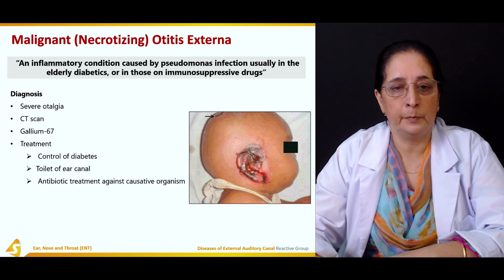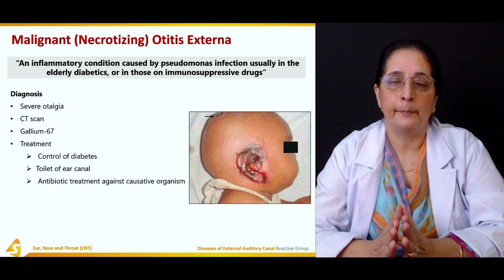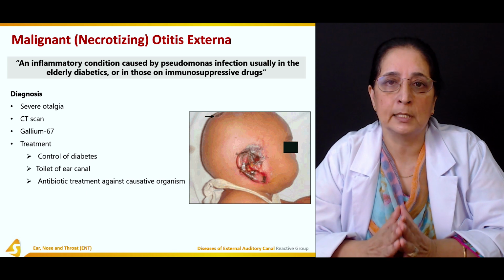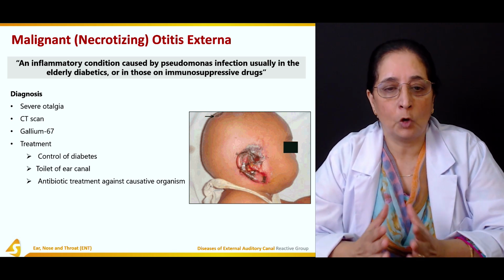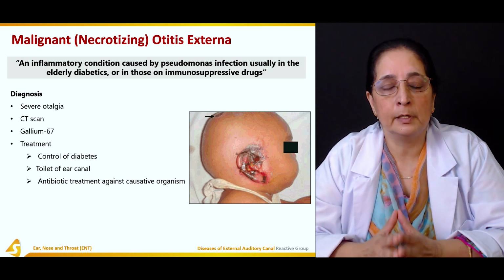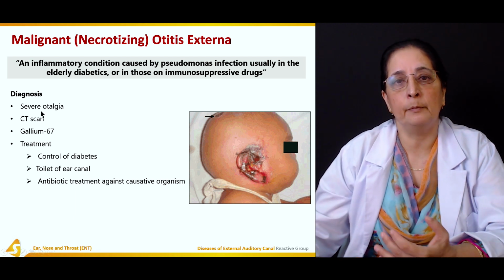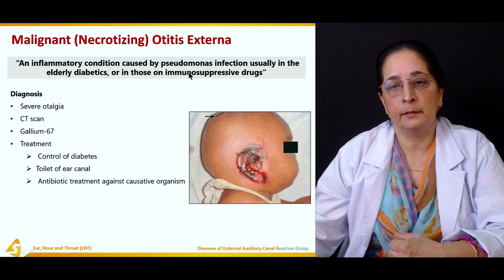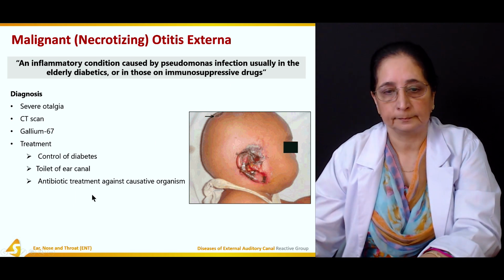Gallium-67 scan can also be done. Treatment is by control of diabetes, by bringing the glucose level to normal. Toilet of the ear canal and antibiotics are used for the treatment of the causative agent; in this case, the antibiotics which are effective against Pseudomonas infection.